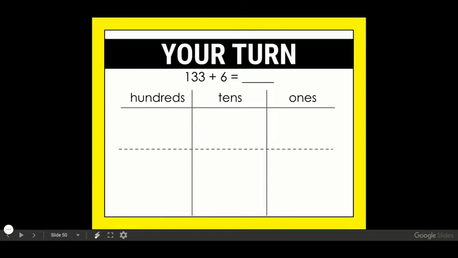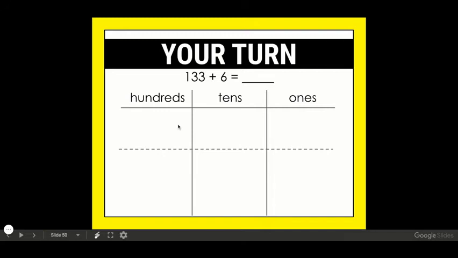All right, now it's your turn. This first one we're going to do together. So we're going to add 133 plus 6. Go ahead and draw your HTO chart on your paper. Don't forget when we're adding to add in this dotted line so you can separate our 2 addends. All right, once you have your chart drawn, go ahead and draw your first addend.